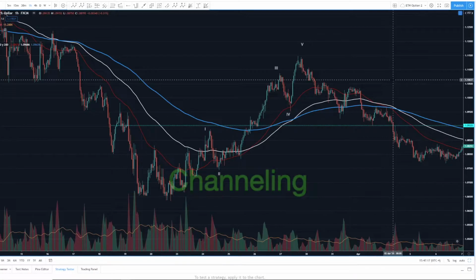The next guideline we'll speak about is channeling. Now, channeling is extremely useful for trying to predict where the next wave is going to come in, specifically the 4th and 5th waves. Whenever we think we have the first 3 waves of a move put in, we can draw a channel and start to predict where the fourth wave will come in.